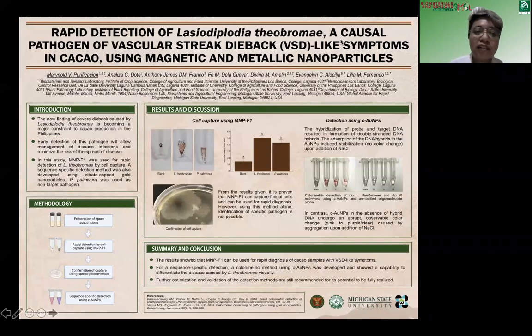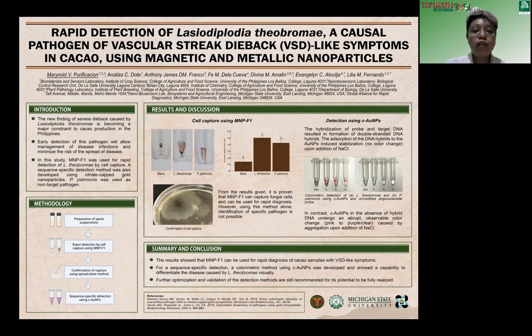The new finding of severe dieback caused by Lasiodiplodia theobromae is becoming a major constraint to cacao production here in the Philippines. Early detection of this pathogen will allow management of disease infections and minimize the risk of the spread of disease. Traditionally, plant pathogen detection requires isolation and morphological evaluation that may take several days.